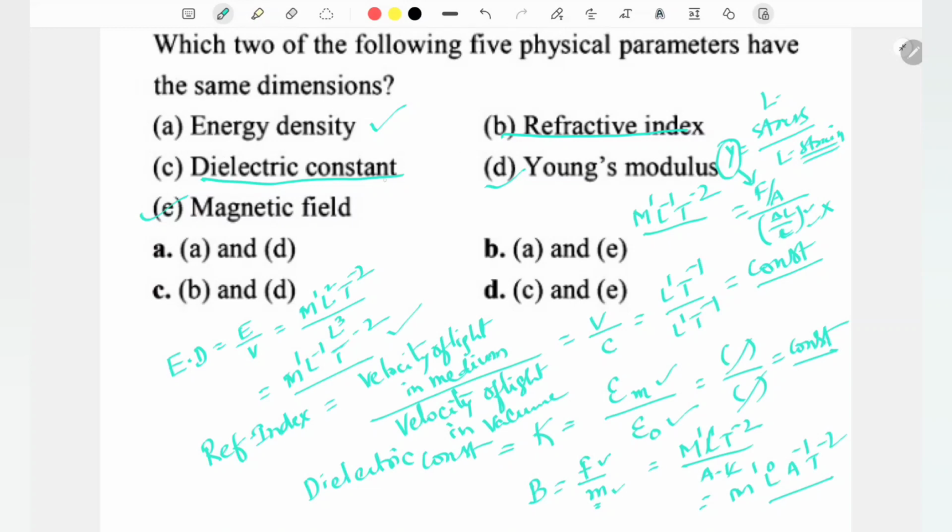So B and C have the same dimensional formula. So energy density and Young's modulus have the same dimensional formula, M^1 L^-1 T^-2. So energy density A and Young's modulus D have the same dimensional formula. So option A is the correct one.